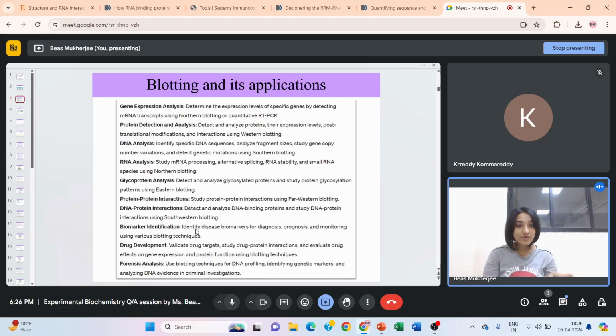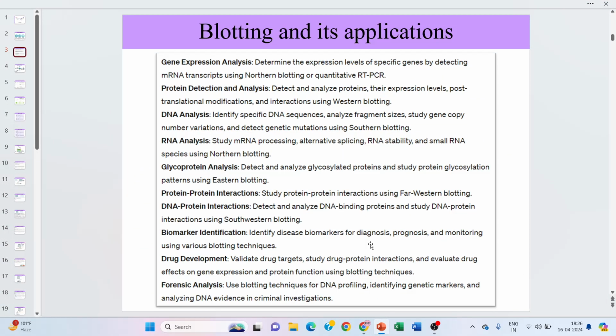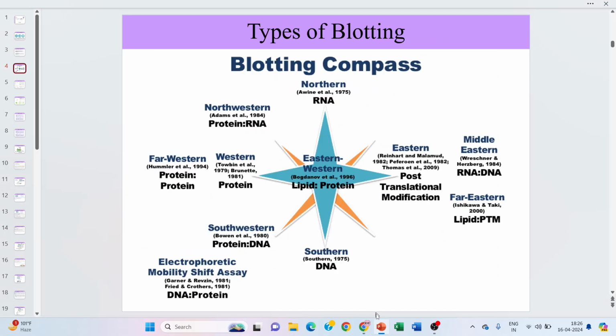For forensic analysis, this is very interesting. For DNA profiling, Southern blotting is performed. And then identification of genetic markers, which I was talking about, your RFLP and RAPD, right? And analyzing DNA evidence in criminal investigations. So for all of these purposes, blotting is very, very useful. Now, we will look at the different types of blotting.